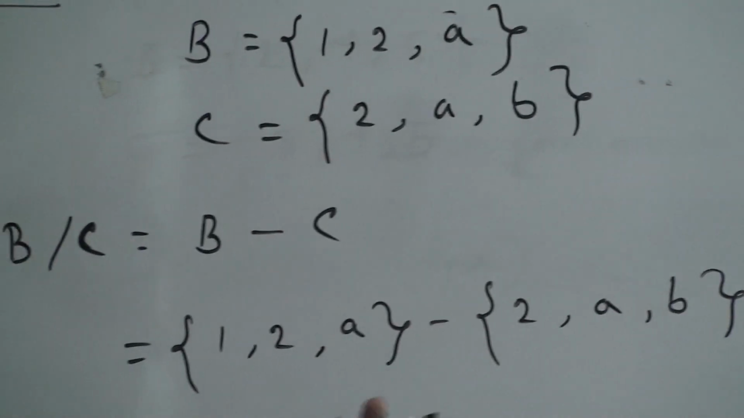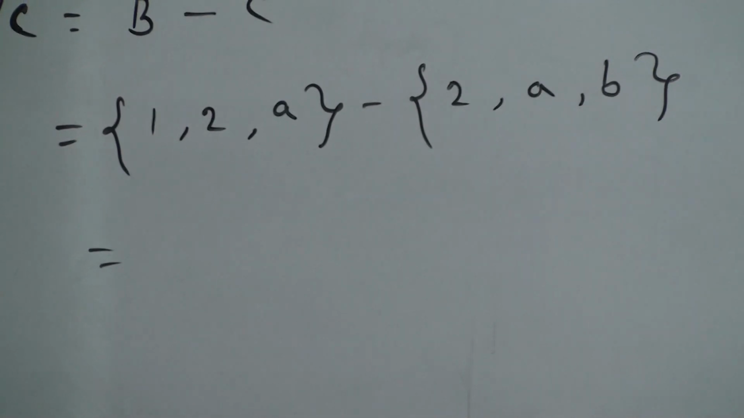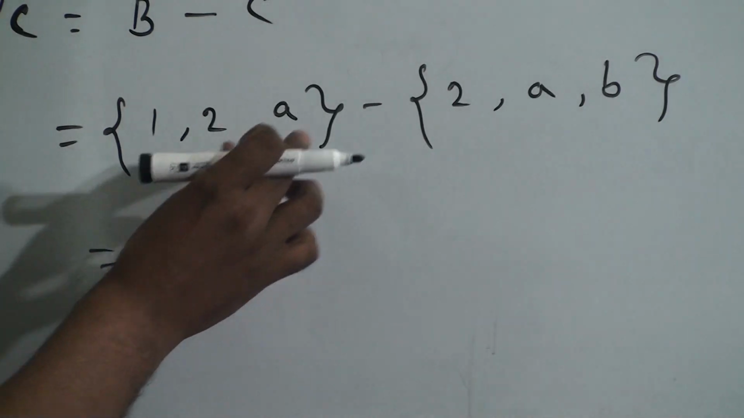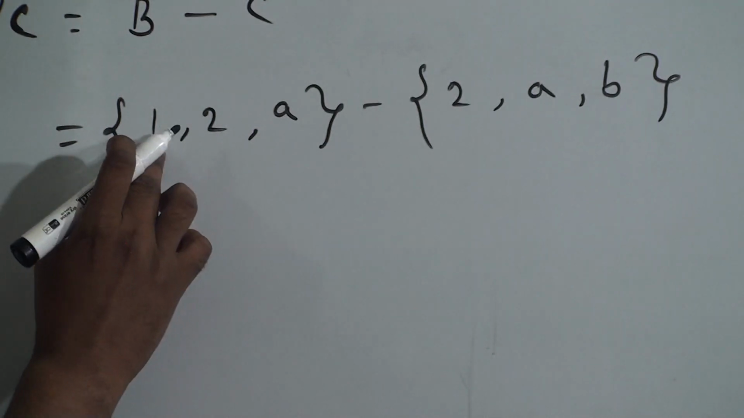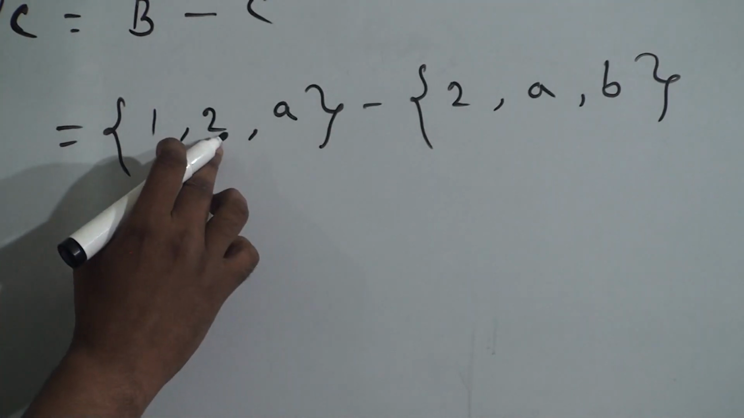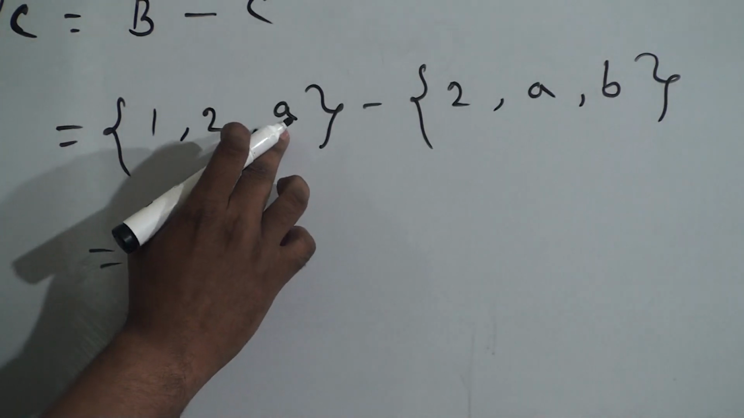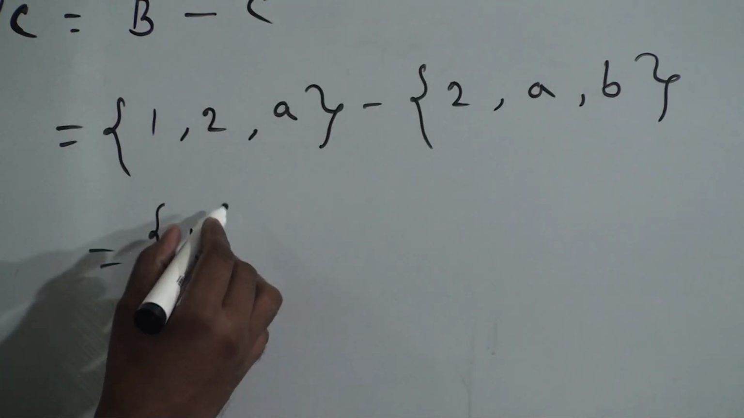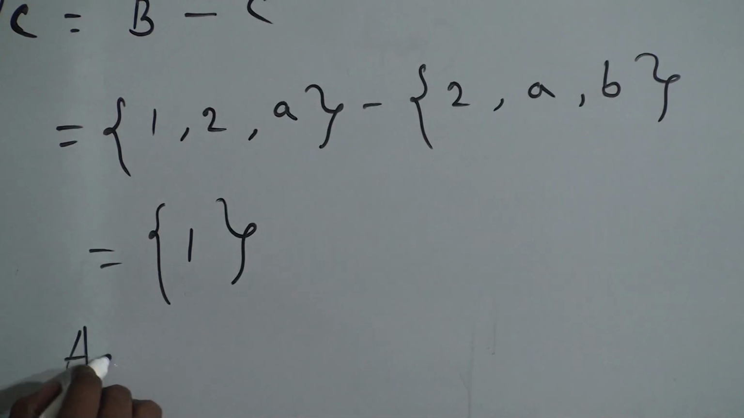Now if we subtract this set from this set, which element will come? Here the element which exists in the first set but does not exist in the second set will come. Element 1 exists in this set but does not exist in this set, so 1 will come. Element 2 exists in this set and also exists in this set, so 2 will not come. Element a exists in the first set, it also exists in the second set, so a will not come. So this set's element will only be 1 and the answer is 1.